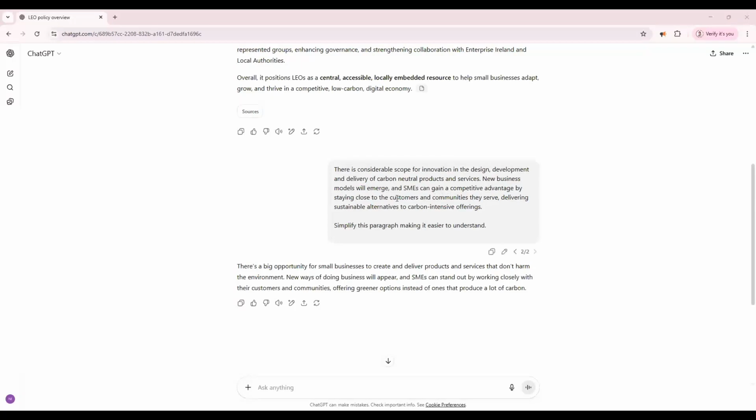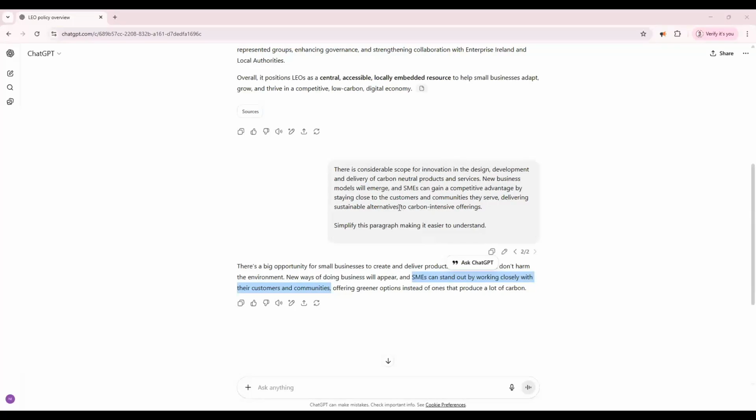So up here it said, SMEs can gain competitive advantage by staying close to the customers and communities they serve. So staying close there, that is a little bit vague, but here it's clearer. So they're saying here SMEs can stand out by working closely with their customers and communities. So in other words, by working alongside of them.